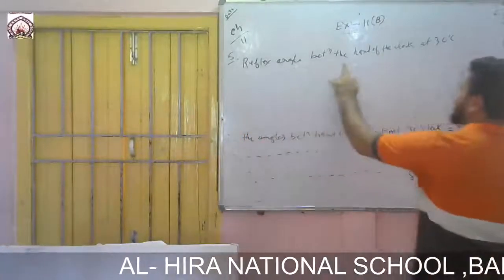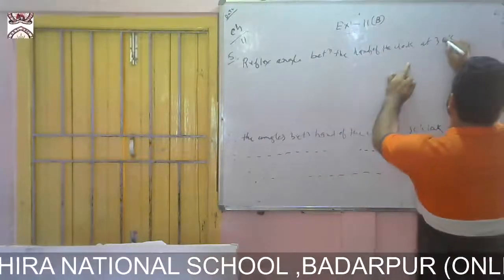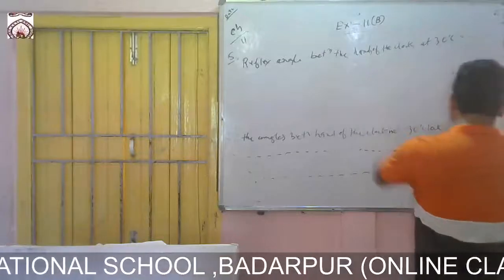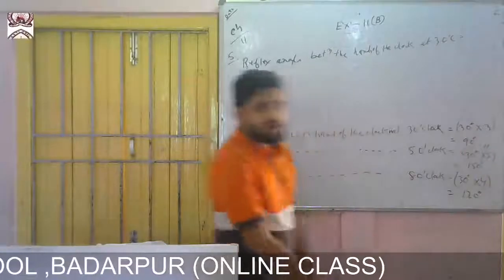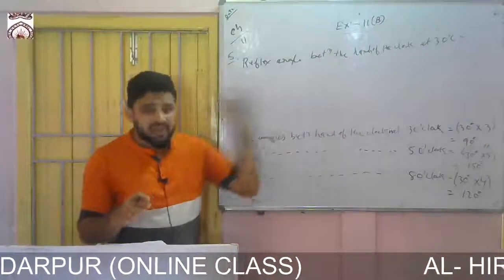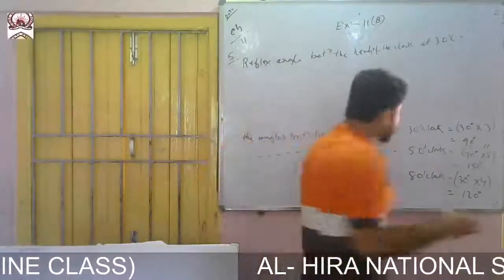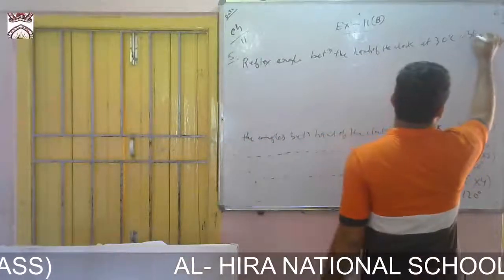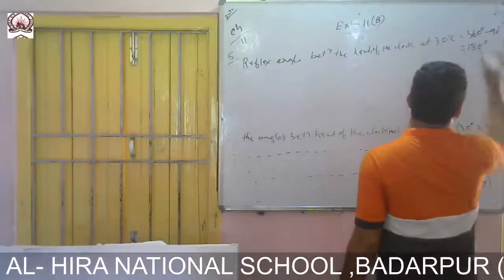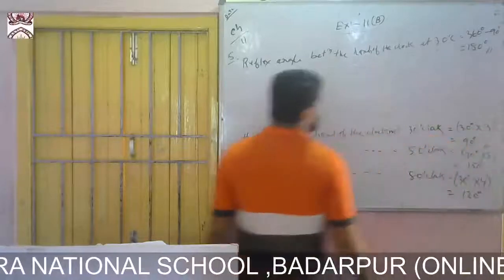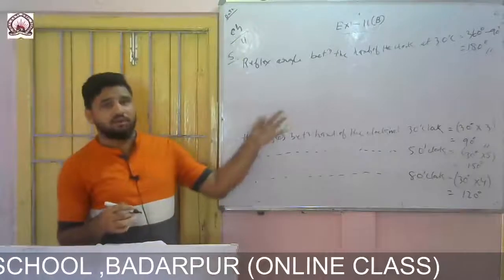Reflex angle between the hands of the clock at 3 o'clock. At 3 o'clock the angle is 90 degrees. So how to find the reflex angle? It is very easy. From 360 degrees, you subtract the angle. From 360 degrees, if I subtract 90 degrees, then I shall get 180 degrees. So the reflex angle at 3 o'clock will be 180 degrees.